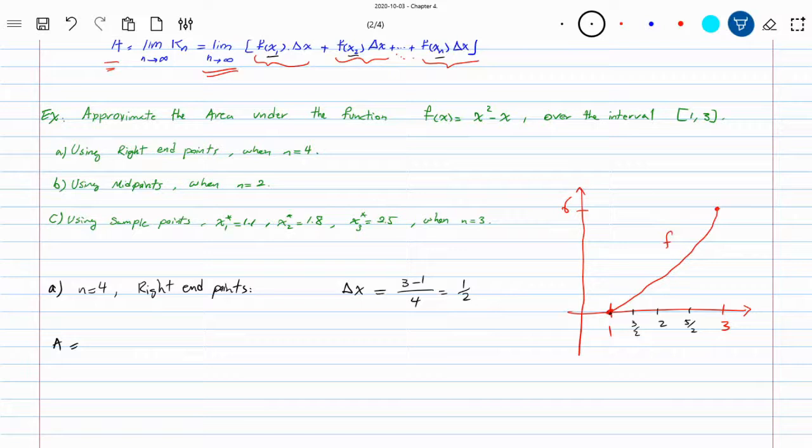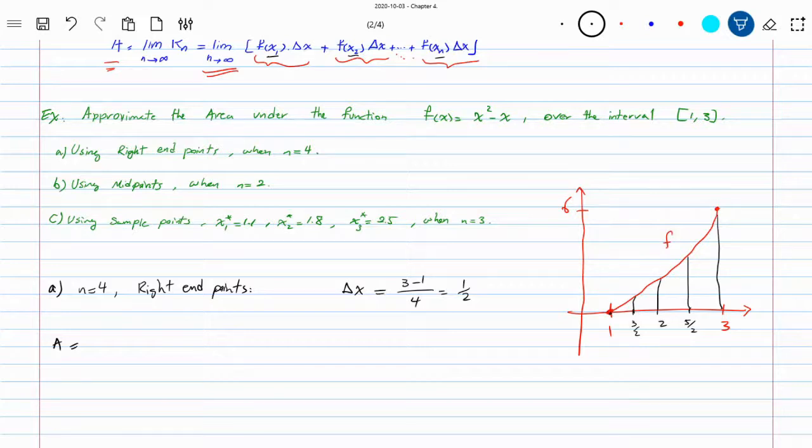5/2. So if you divide this interval accurately into 4 pieces, here these lengths, each one must be 1/2. Each of these lengths must be 1/2. That's what we found at this point by finding delta x. And we have 4 subintervals.